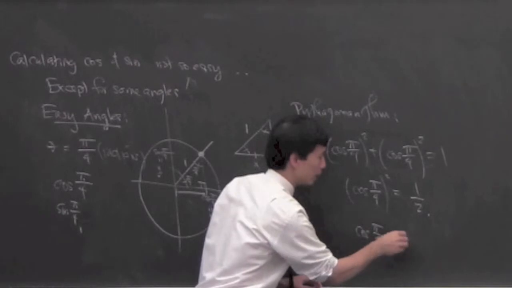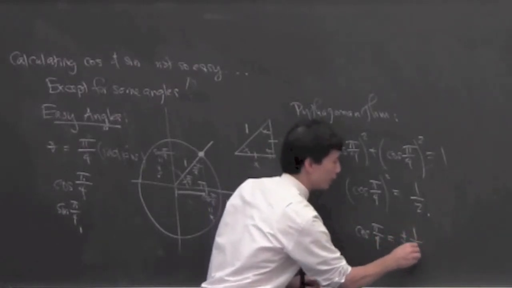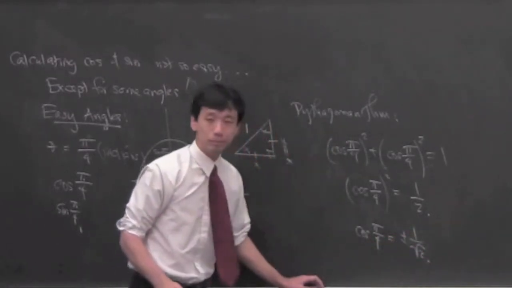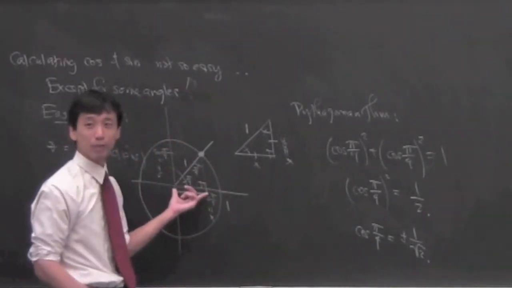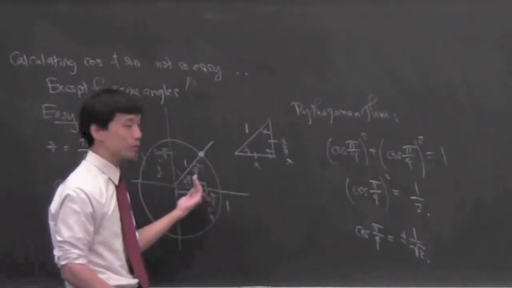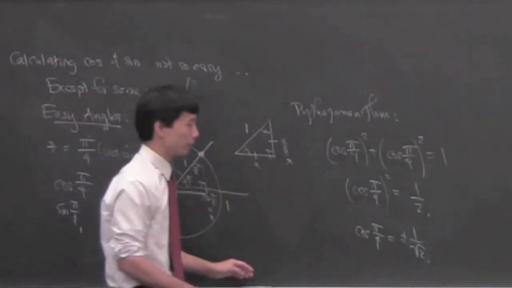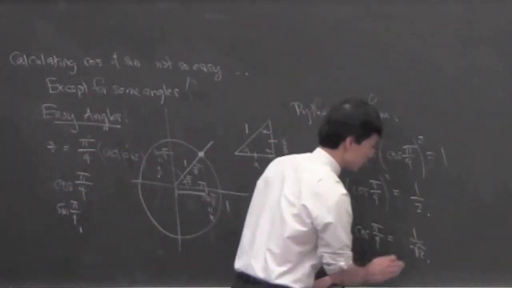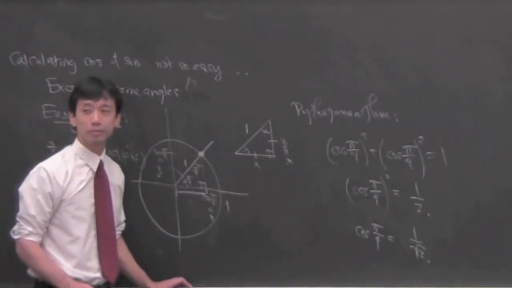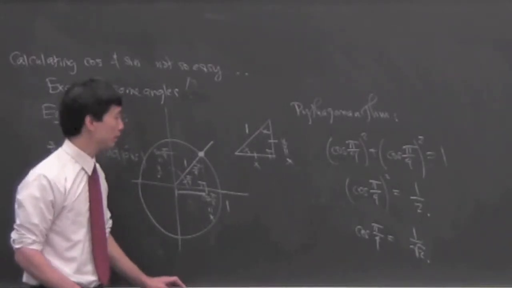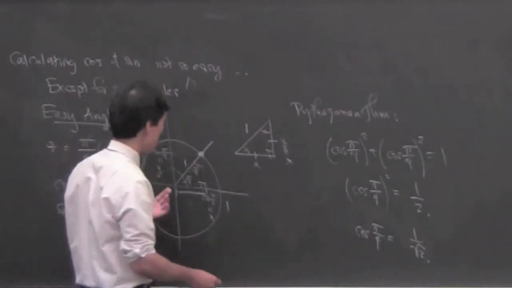And we get that this is plus or minus the root of 1 over root 2. And it's positive because you look at it and you say, oh, it's positive, because we're in the first quadrant. So we know it's the plus sign.